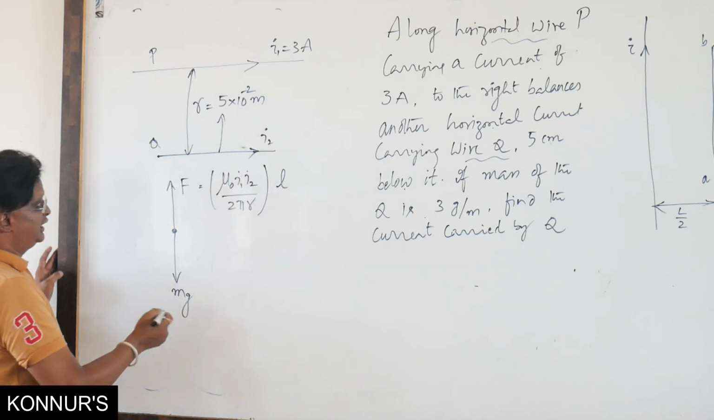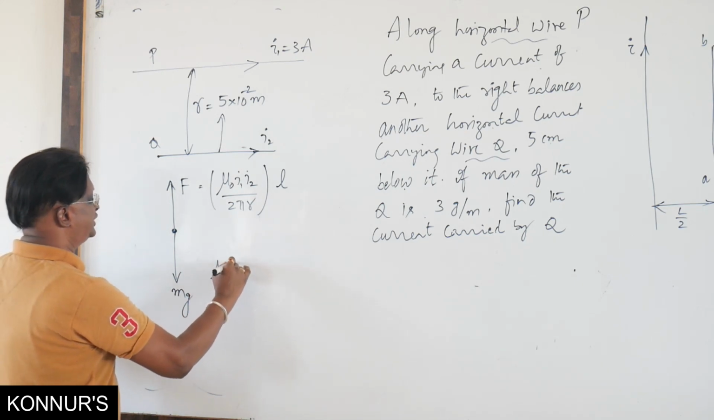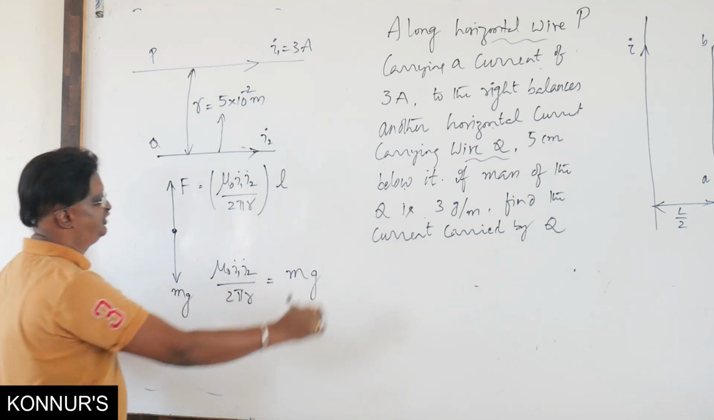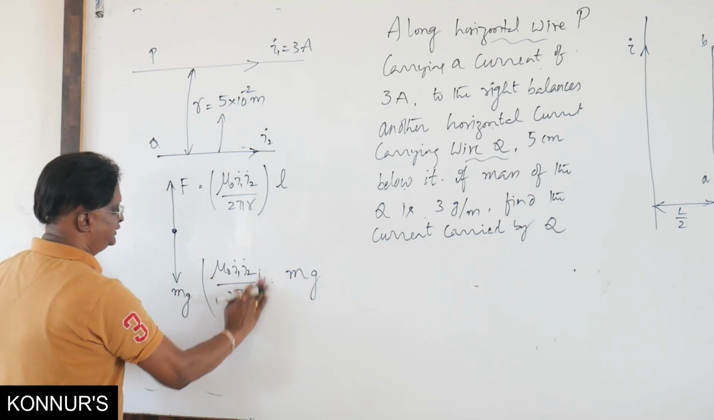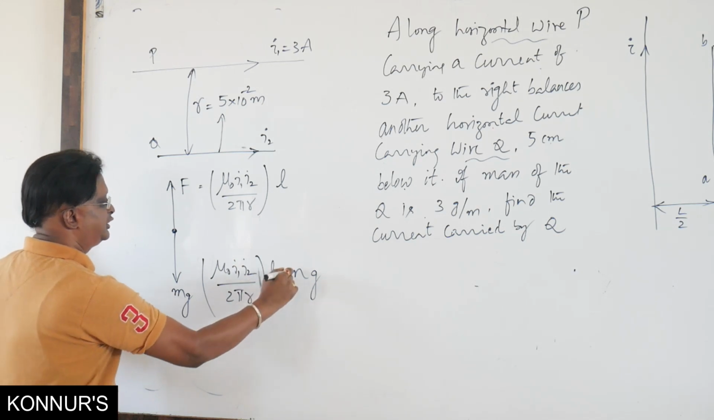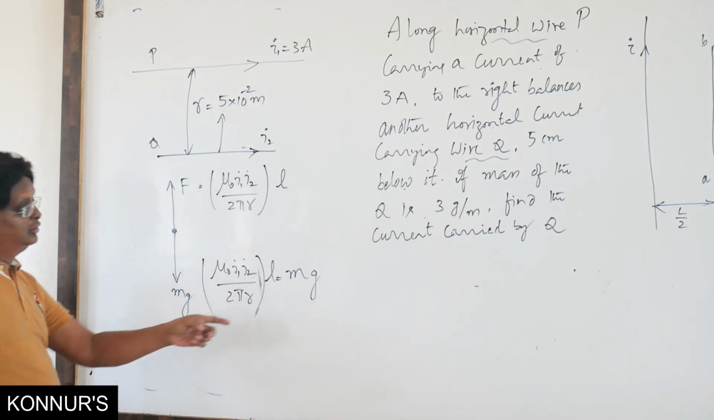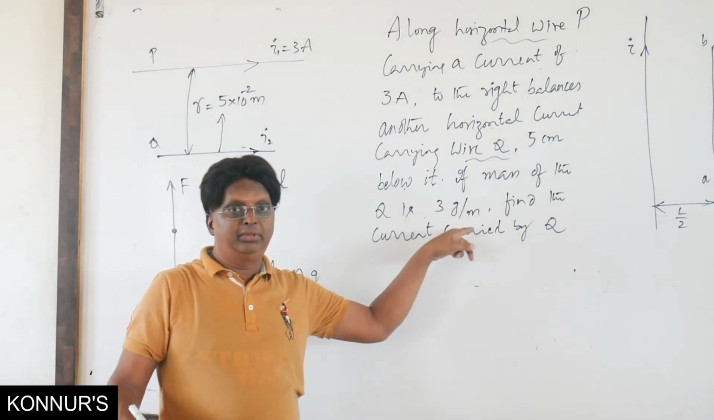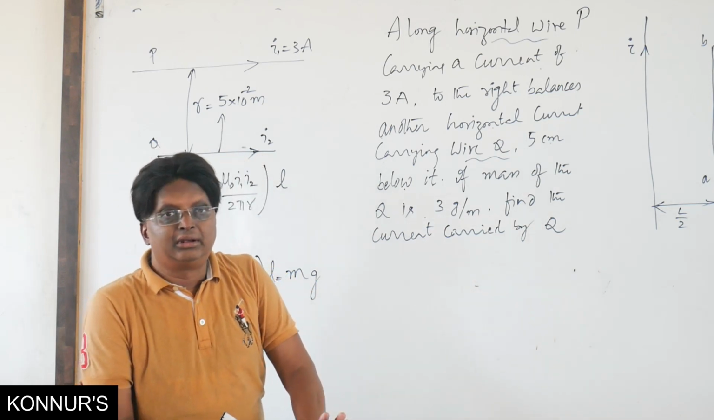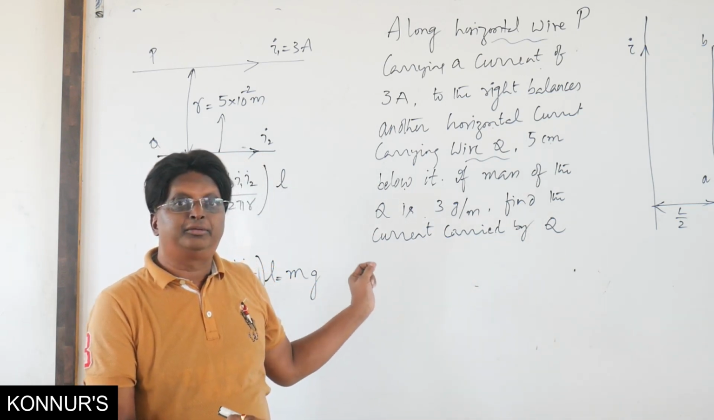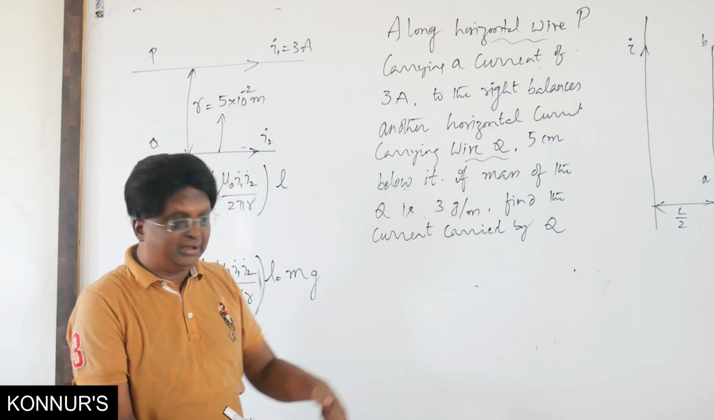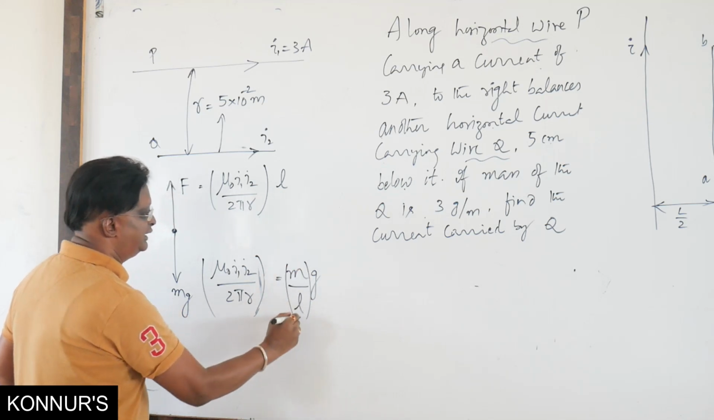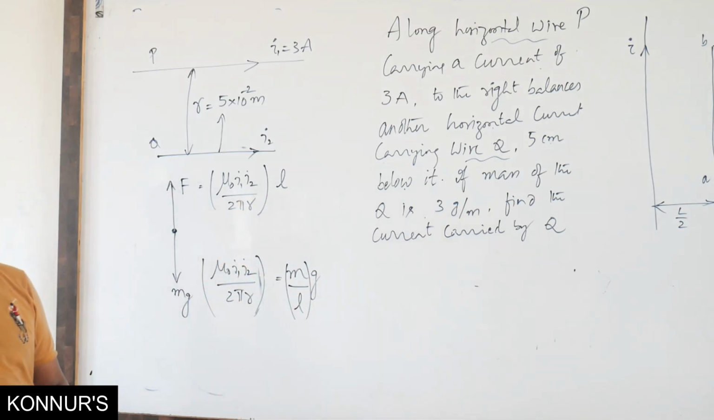Now, the famous condition: mu naught I1 I2 by 2 pi r into L is equal to mg. Of course, I am sorry, into L is there. Now look at this data. The data says the mass of Q is 3 gram per meter, which is called linear density. So the given data is not the mass of Q, but the mass per unit length. Therefore, shall I bring this L over here? Then this m by L is in the data as 3 gram per meter.